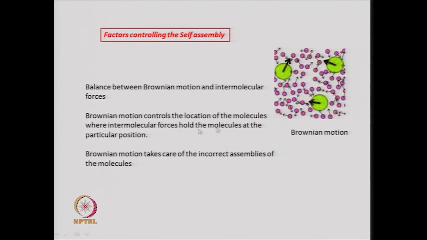The Brownian motion controls the location of the molecules, and the intermolecular forces hold the molecules at a particular position. So, those molecules which are not in the assembled position, the Brownian motion will help bring them to that location. So, both these things are required: the Brownian motion, which is making the components move towards a self assembled structure, and the intermolecular forces holding the components in the self assembled structure.